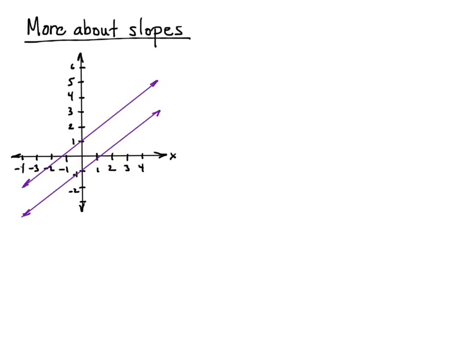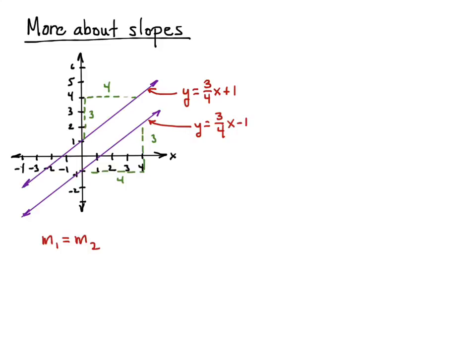Okay, so what I'm going to notice is that if I look at the slope of the top line, it goes up 3 for every 4 it goes over, so the rise over run is 3 over 4. The equation of this line is going to be y equals 3/4 x plus 1.